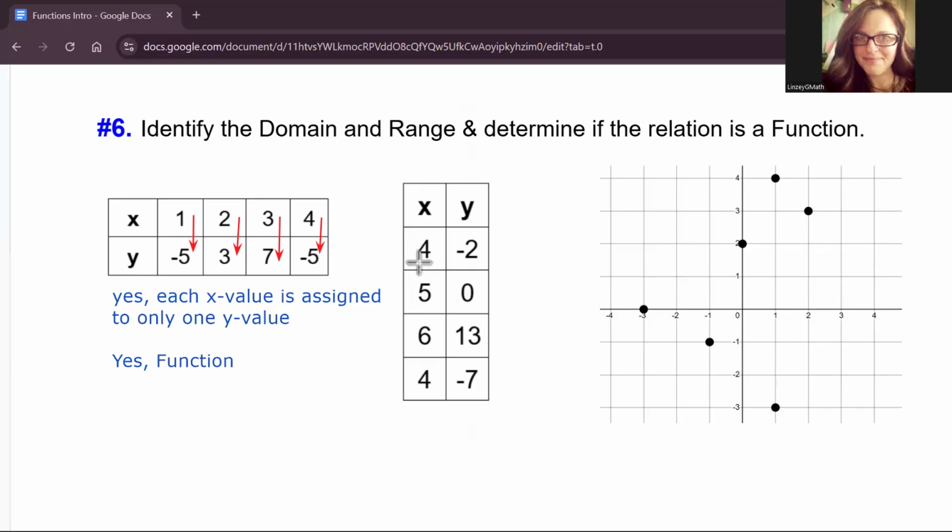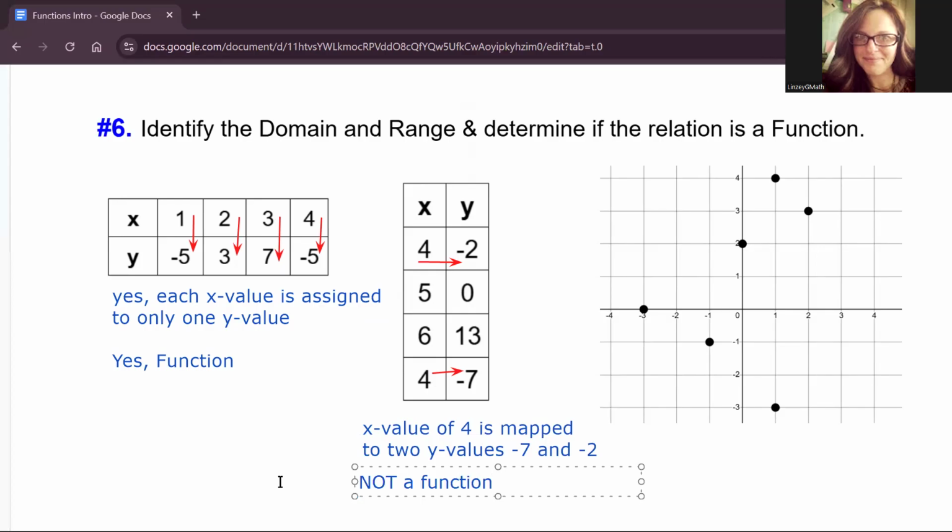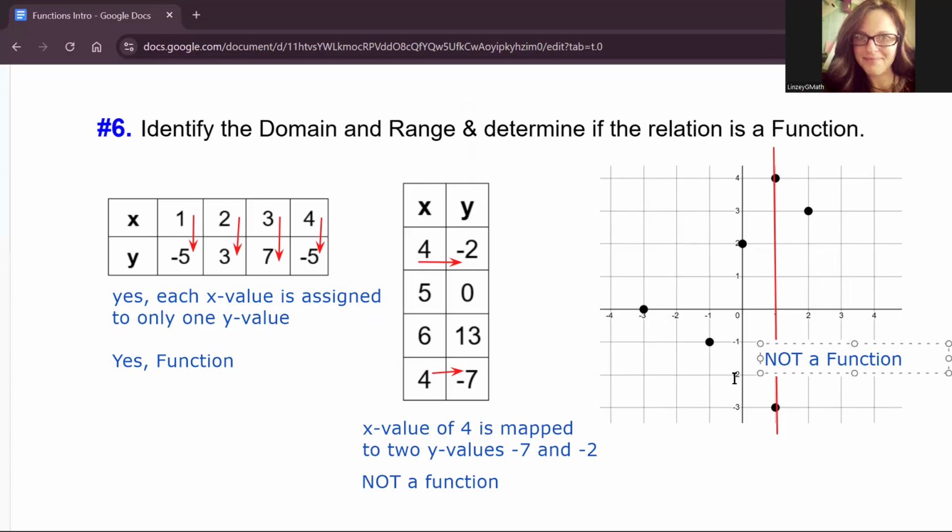do you see it? This is not a function. For the x value, it is mapped or assigned to two y values, -7 and -2. So this is not a function. And the last one, using our vertical line test, we see that this is not a function. The x value of 1 is mapped to two different y values.